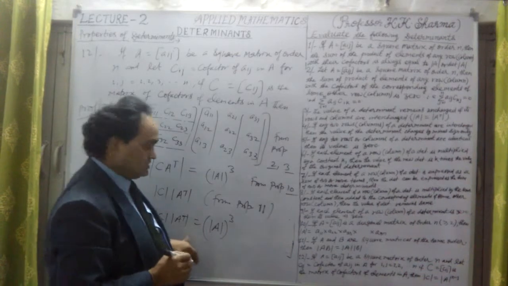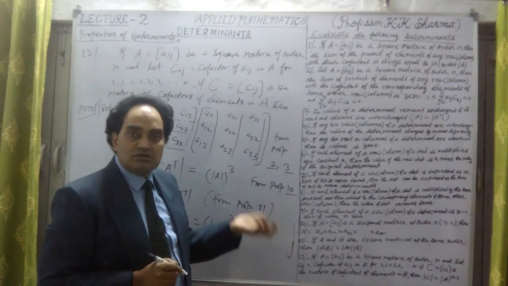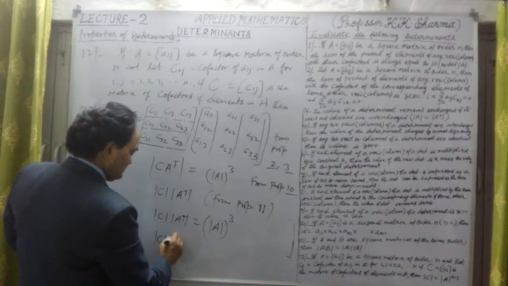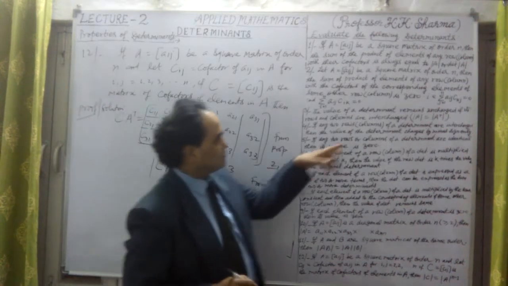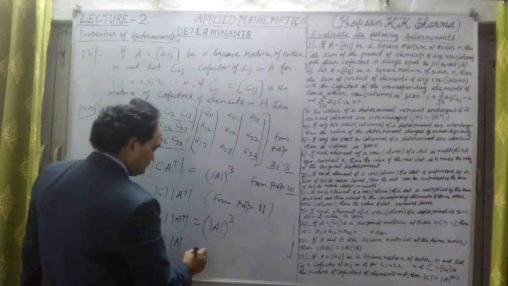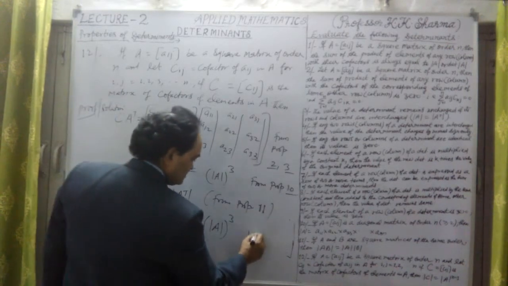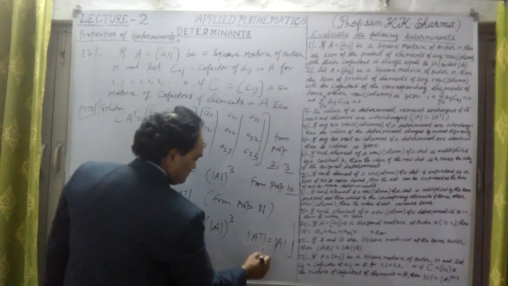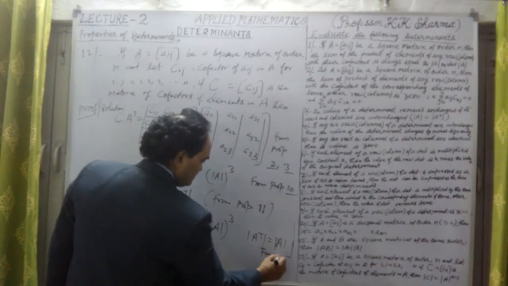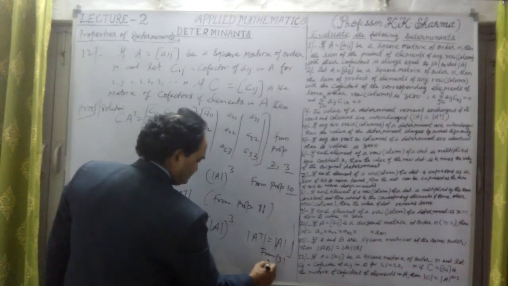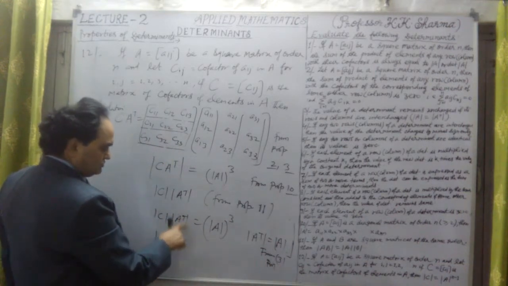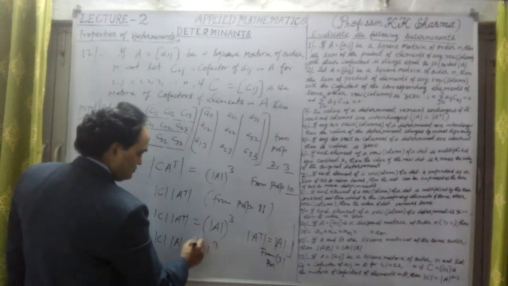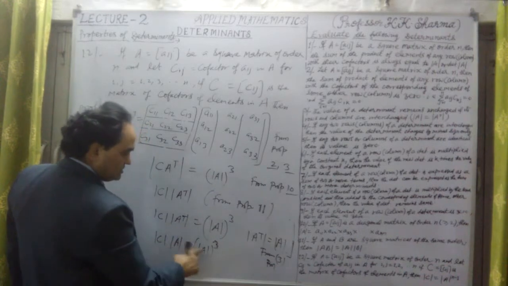But the determinant of A transpose is equal to the determinant of A, from property number 3. So this is the determinant of C into the determinant of A, equal to determinant A whole cube. This means one determinant A cancelled out.